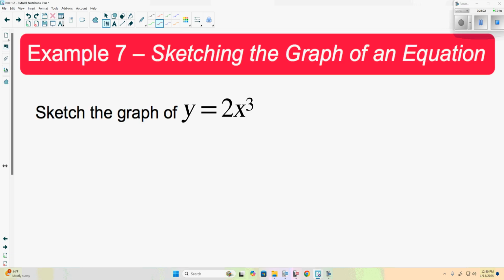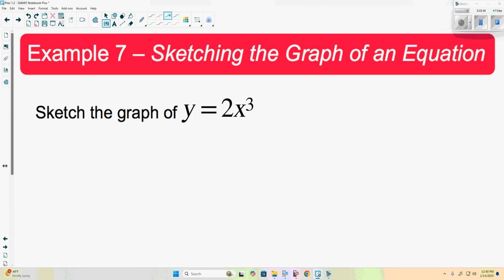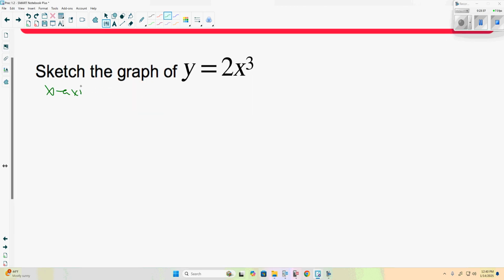All right, we want to check, see which is symmetric here. So again, if we're doing the x-axis, we're replacing y with negative y. So when we replace y with negative y, we get this here. Negative y equals 2x cubed. Now we can try making the y value positive by dividing both sides by negative 1. But that just tells us that y is equal to negative 2x cubed, which is not our starting equation. So this here is not symmetric to the x-axis.